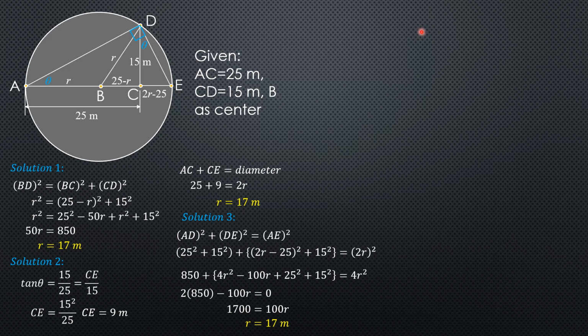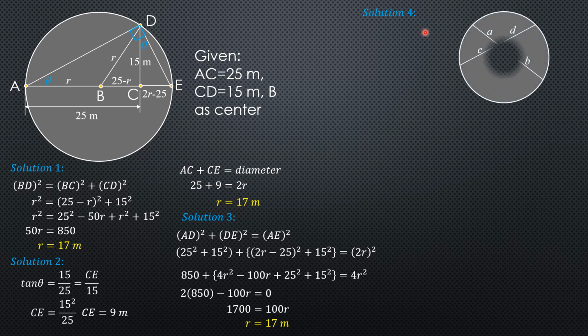For our fourth and final solution, you may have another solution here, but I'll just limit it to this last way. I'll use the theorem on intersecting chords. That is, the product of the segments of one chord is equal to the product of the segments of the other chord. So if we have here a circle and these are the intersecting chords, that theorem states that A times B equals C times D.